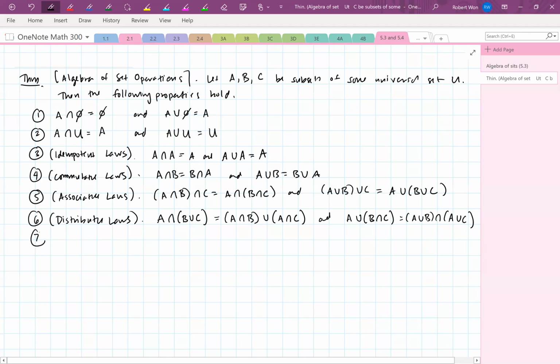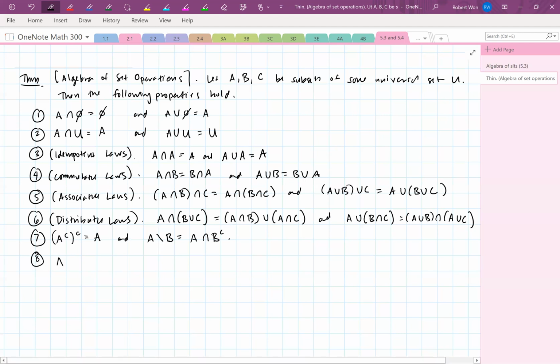Okay, 7 is about two things. One is about taking double complements. So if you take the complement of A and then you take the complement again, you get back A. And the second is if you take the set theoretic difference of A and B, it's the same thing as intersecting A with the complement of B. That's because both of those things mean all the elements that are in A, but not in B.